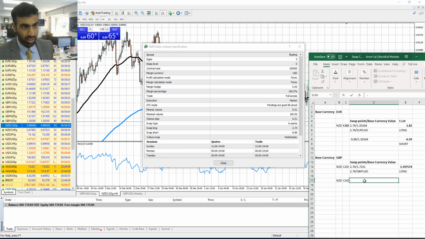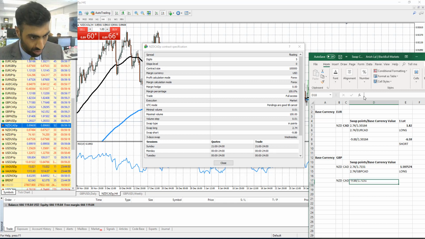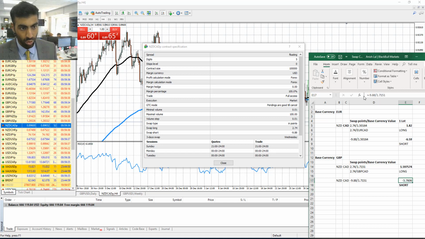So let's just do that example quickly. Minus 9.88 divided by 1.7151. Apologies. That's essentially what it is, but just getting rid of these values here so you can see it a bit cleaner on the chart. What we've done here is take the pound CAD rate for your short, minus 9.88 divided by 1.7151, and that is your short value. That is what you will be charged for holding this cross overnight at a level of one lot.